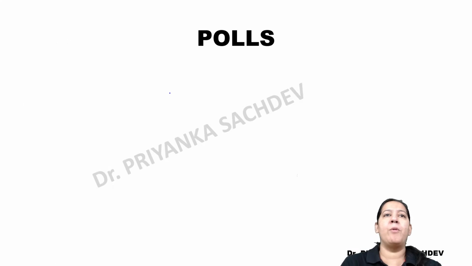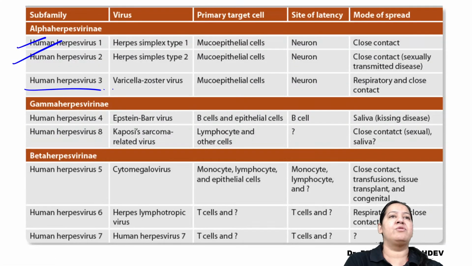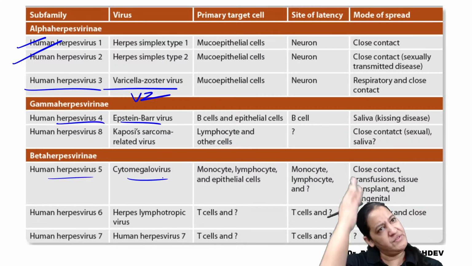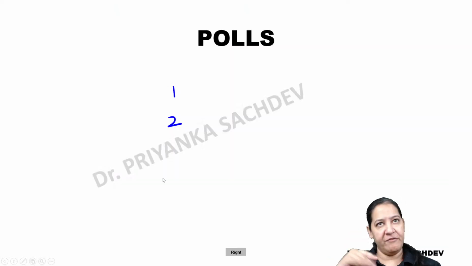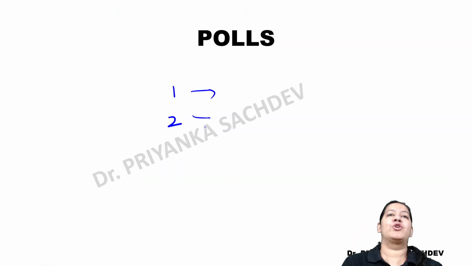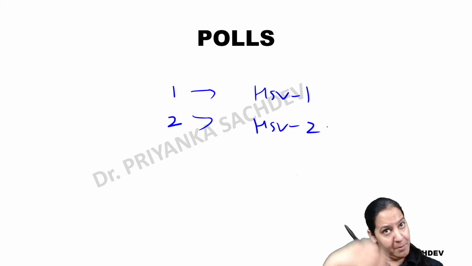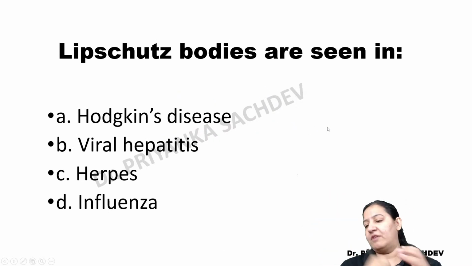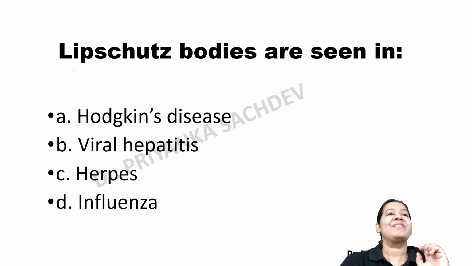We would like to do some polls on type 1 and type 2. Then we will move on to the third type, type 3, that is Varicella zoster, VZ. We will come to type 3, 4, 5, we will study all one by one. But before that, some polls on 1 and 2, that is HSV1 and HSV2. So the first question is in front of you.